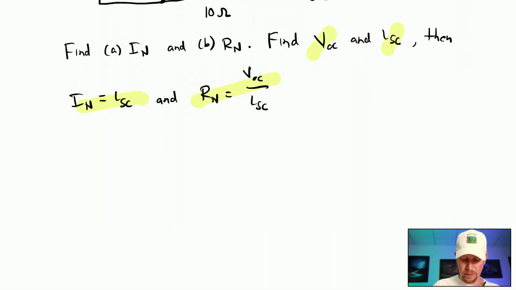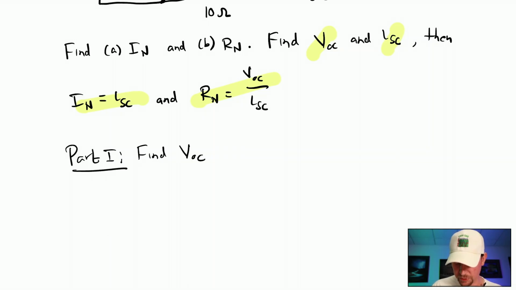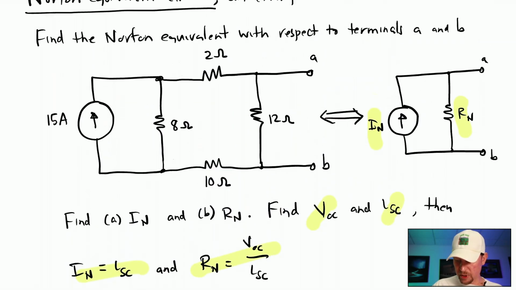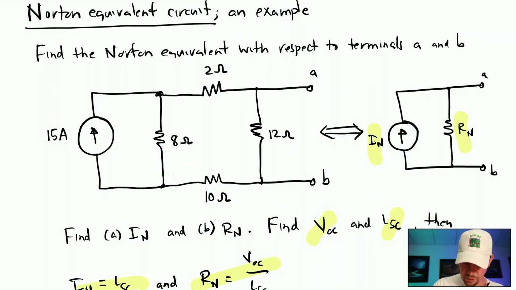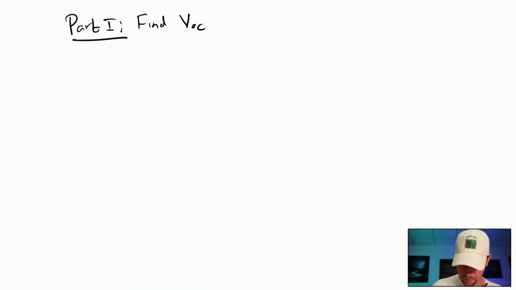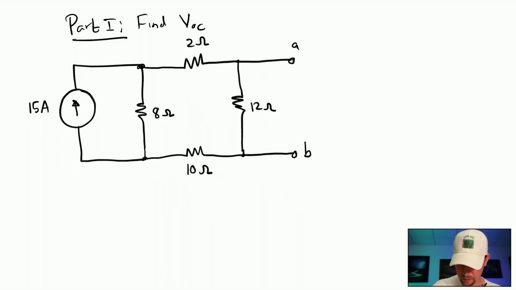aware of that. So the first part, part 1, in the solution, is we're actually going to find the open circuit voltage. So I'm going to go ahead and redraw, or actually for me I'm going to just copy this circuit right here. And my efforts are going to be geared towards finding the open circuit voltage. Now the open circuit voltage is the voltage between terminals A and B like this.